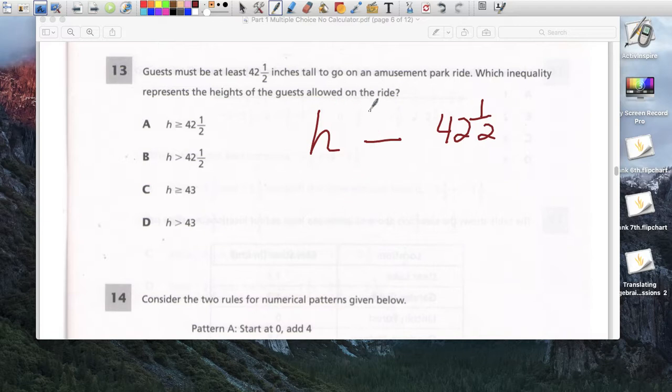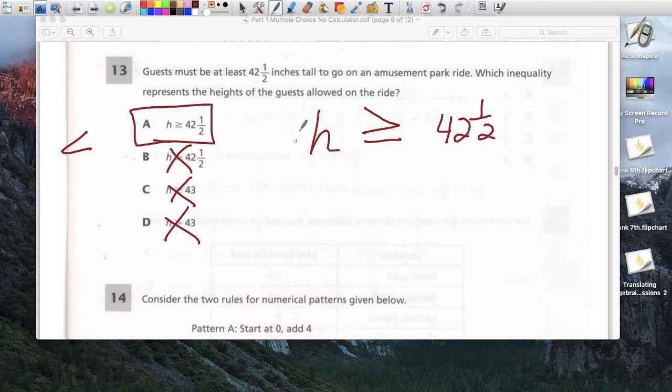But you also can be greater than that. So if you're taller than 42 and a half, you can go in. If you are 42 and a half, you can also go in. So anything that points this way is wrong. And do we have anything like that? No. That's not right, because at 42 and a half, you can still go in. That's not right. This one is true, because you can be 42 and a half or greater.